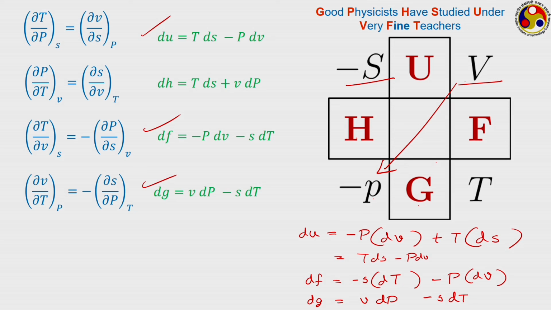Now, what about the Maxwell's relations? The first 4 are more complicated to remember. To develop these relations, let us just drop the minus sign for the moment. So, let us consider this to be plus S and plus P.